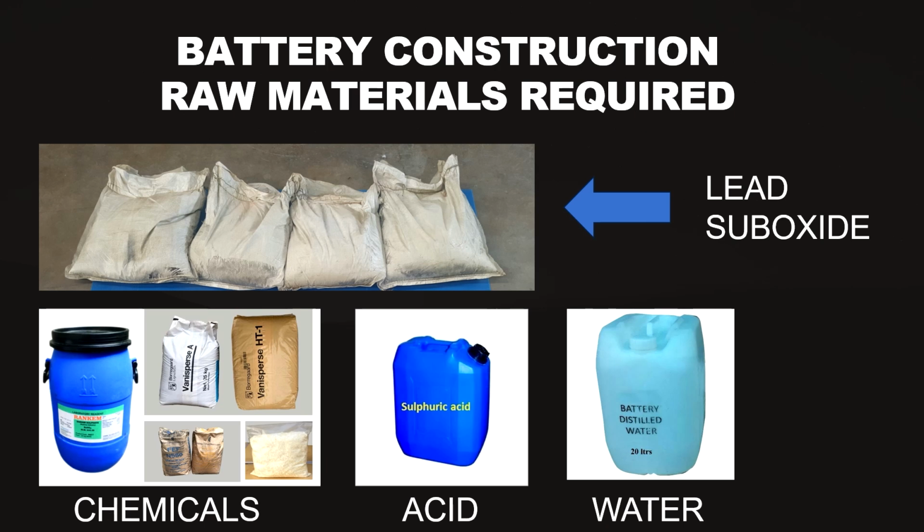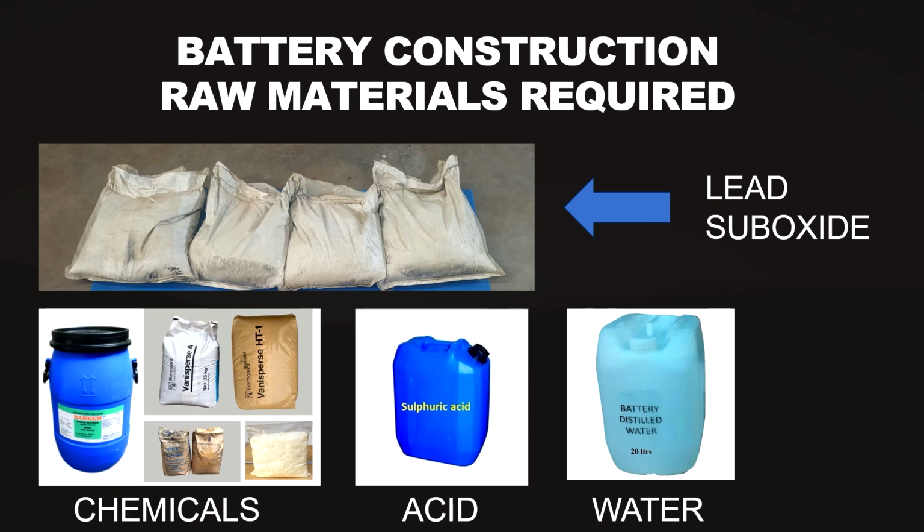Lead suboxide, as I mentioned, is the active material which takes part in the reaction. In the case of pasted plate batteries, which are typically used in automotive applications, both the positive and negative plates are pasted type. The same applies to motorcycle grids. In the case of industrial batteries, where tubular plates are used for the positives, the negative is still of the pasted type. In all these cases, lead suboxide is mixed with certain chemicals such as barium sulfate, carbon, fiber, venispers, or lignin.